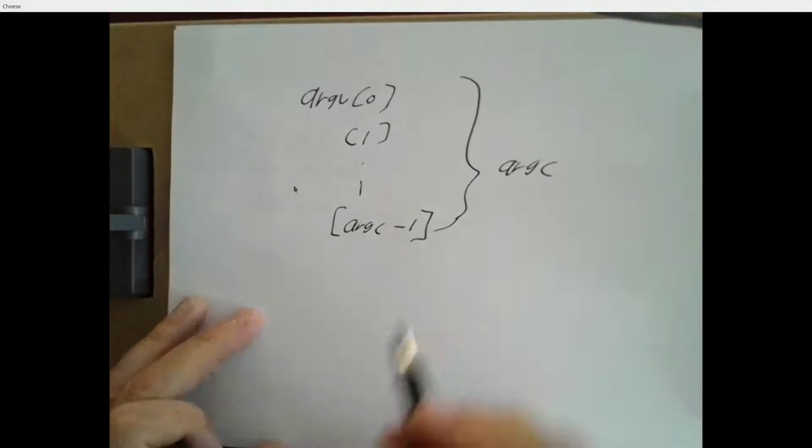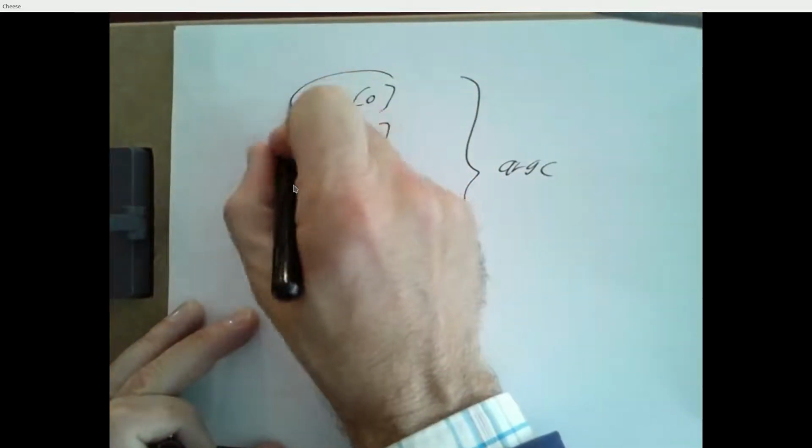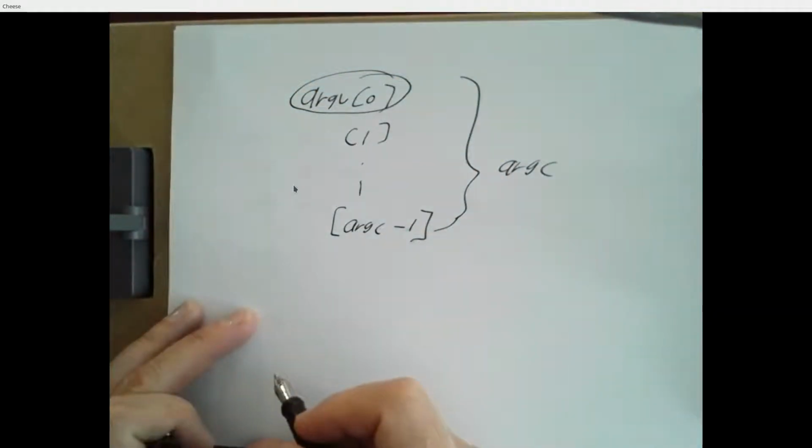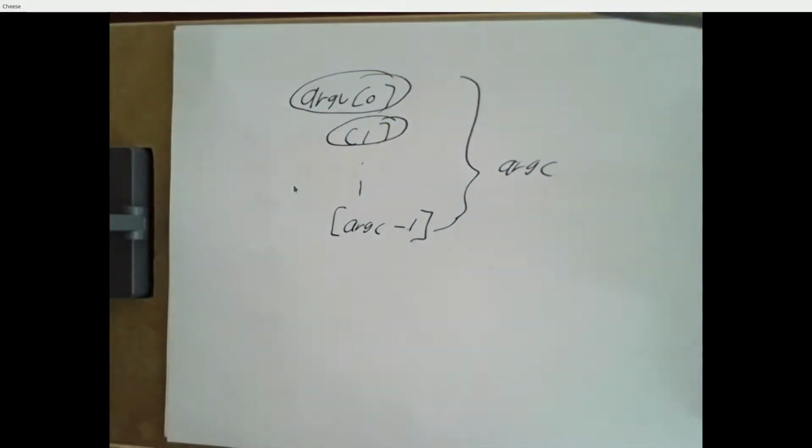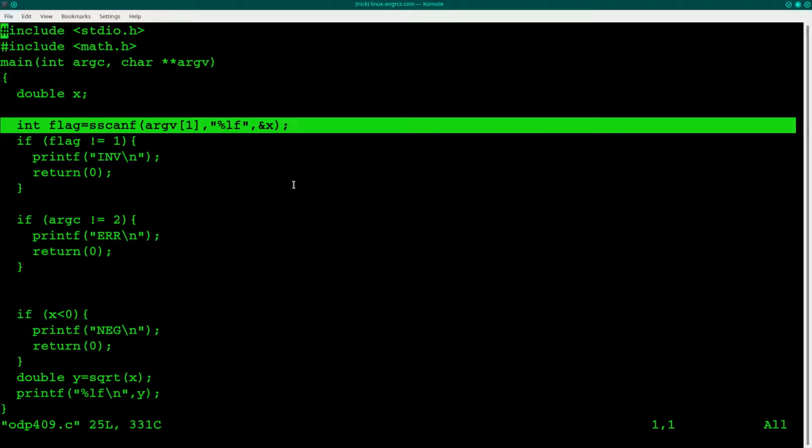But if argc equals 1, that means this is the only thing in the argv array. And as soon as you try to do anything with this, you're probably going to seg fault. Right? And definitely if you try to scanf argv 1, it's going to seg fault.